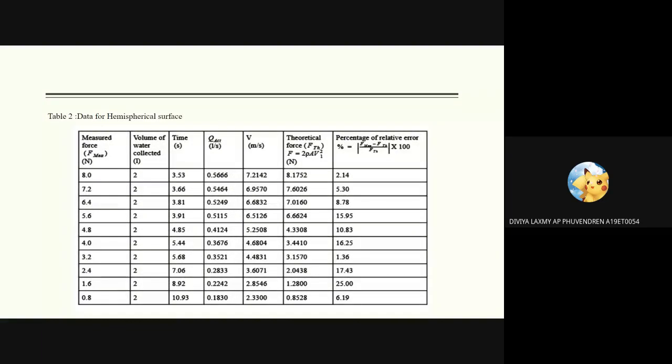So this is Table 2, the data for the hemispherical surface. Here as well, the measured force is decreasing, and the volume of water collected is constant, which is 2 liters, and the other 5 parameters are also consistently fluctuating.